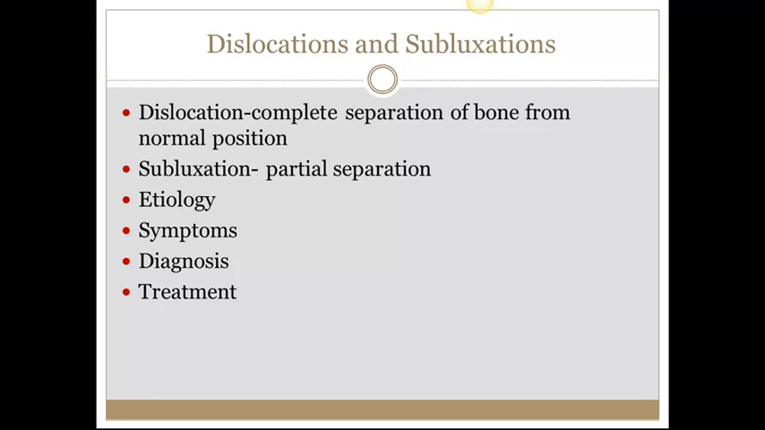Dislocations and subluxations. Dislocation is a complete separation of bone from the normal position, and subluxation is a partial separation from its normal position. The etiology can be trauma and joint abnormalities or diseases. Symptoms: acute pain, swelling, and joint deformity, and the diagnosis is usually a physical exam and x-ray. The treatment for dislocations and subluxations is repositioning of the joint in acute cases, and in recurring cases, it may require surgery to tighten the ligaments.